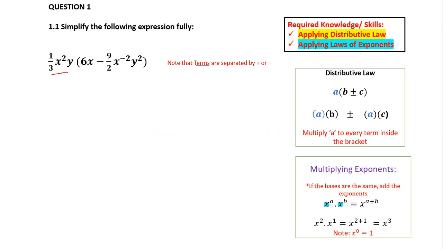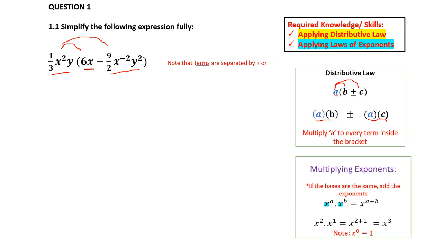So we have a term multiplied by terms in a bracket. When you have this type of question, a term multiplied by a bracket, we know that we need to distribute the term outside the bracket into the bracket. So this is what we do. We have a term A multiplied by terms in a bracket, B plus or minus C. So we multiply the term outside the bracket by each term inside the bracket. So if we do that, we have A times B plus or minus A times C.